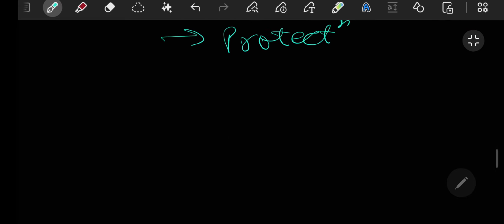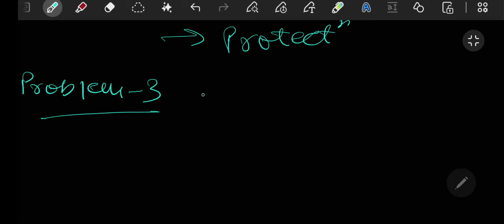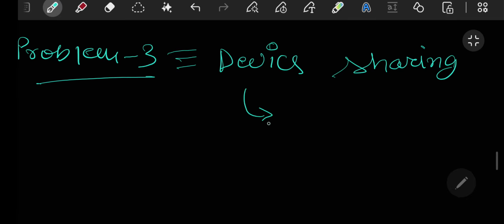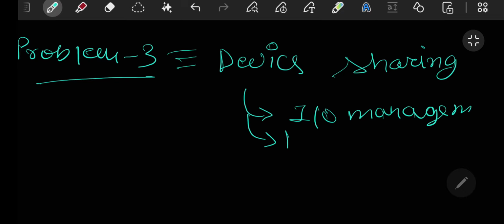The next problem that is generated if there is no OS is device sharing. What if two programs want to print at the same time? What should our printer do? This comes to our solution. First is input output management, and second is device drivers.